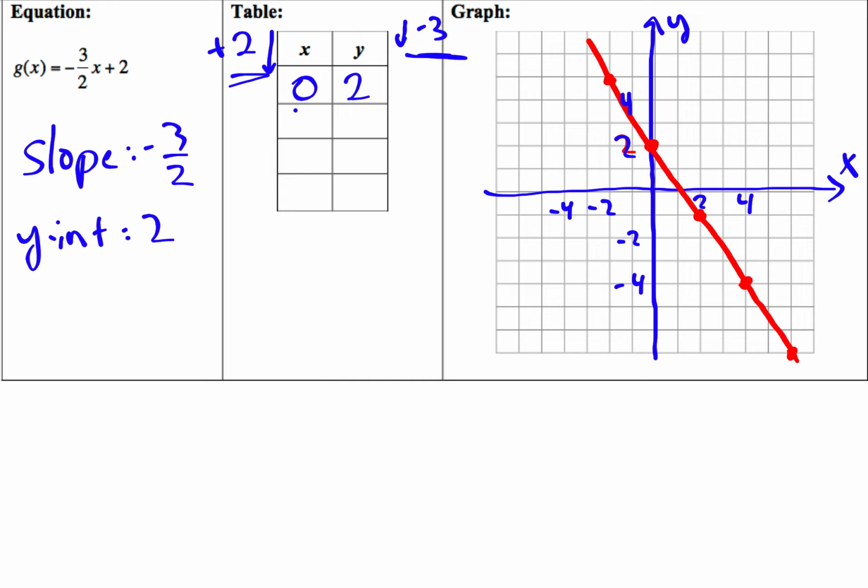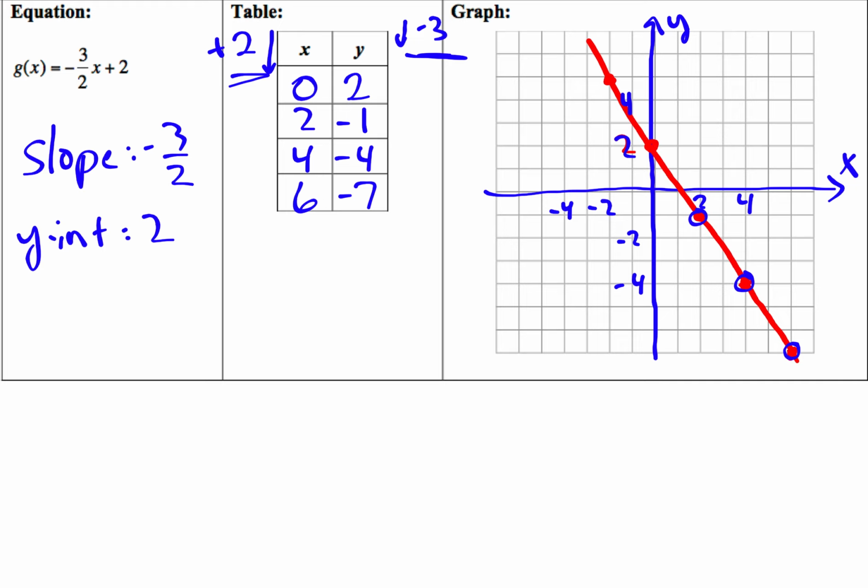Because if we go up 2 here on the x's and down 3 on the y's, we do end up getting exactly what we see over here. This is 2, negative 1, this is 4, negative 4, and this is 6, negative 7.